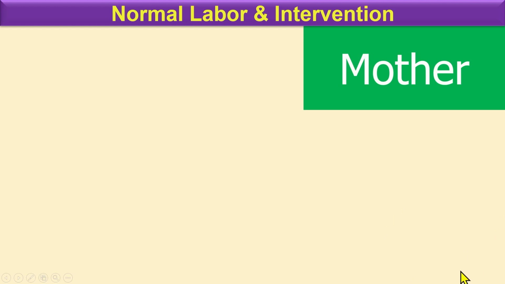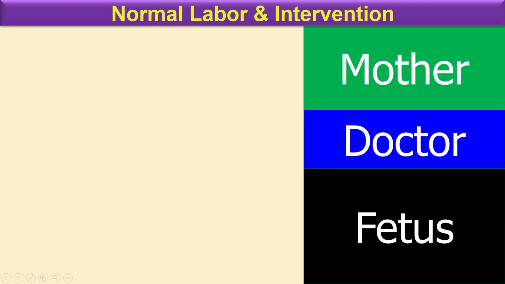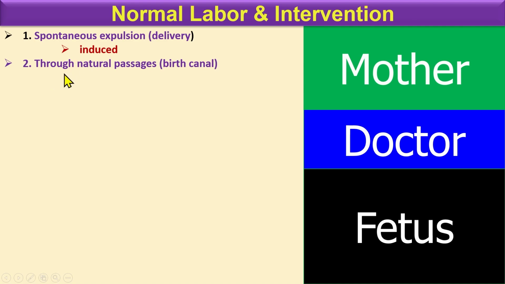What factors are we considering in normal labor? If they are not fulfilled, we have to do some intervention. There are some maternal factors and some fetal factors. Number one is spontaneous expulsion. If it does not occur spontaneously, what intervention do we do? We induce the delivery. Through the natural passage, meaning the birth canal, this is normal. If that is not possible, the intervention option is C-section. And it should be without complication to mother and fetus.